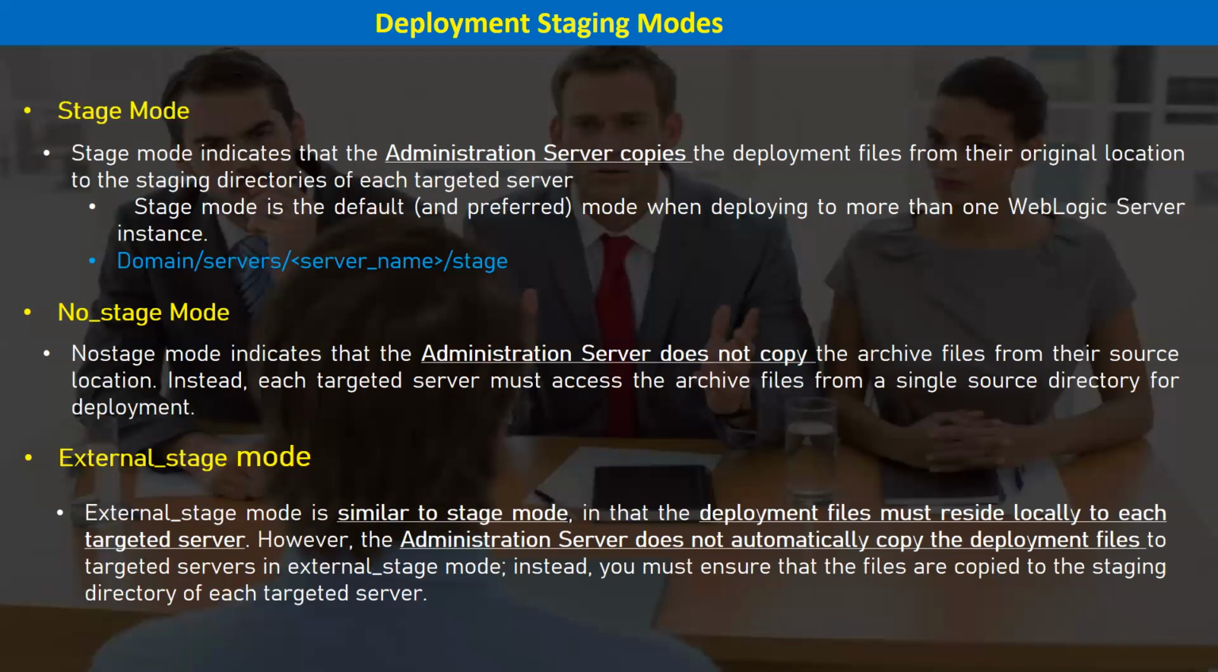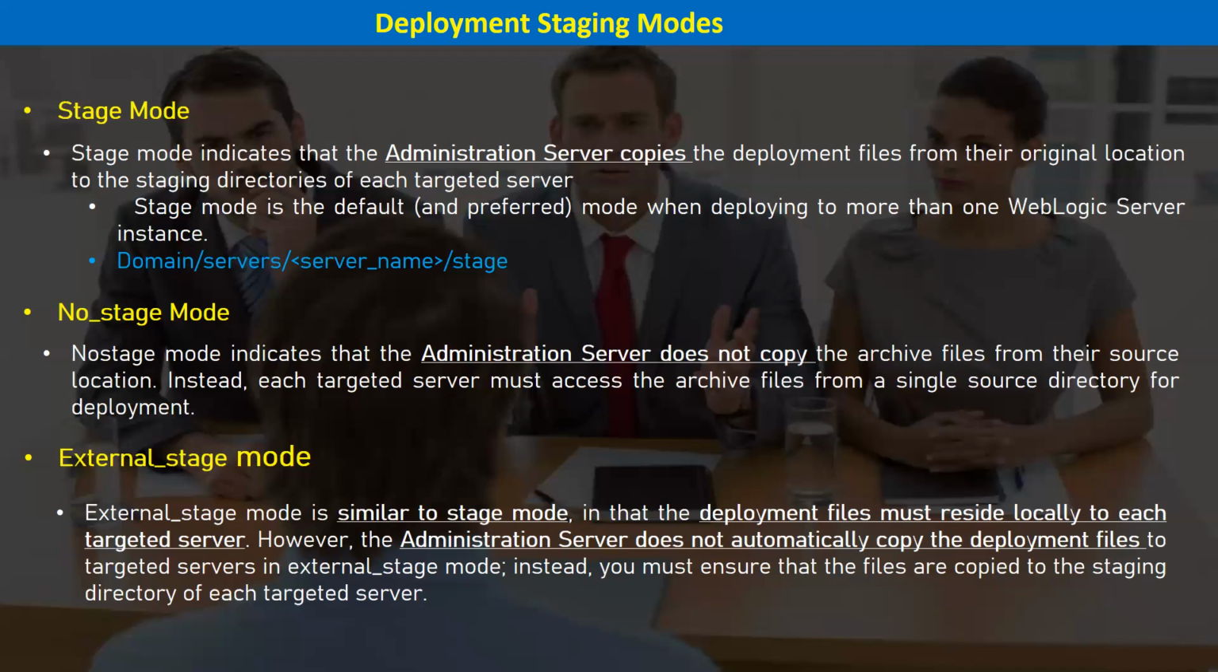The first option is stage mode, and this is the default option as well. Whenever you do the deployment from the WebLogic console, the default mode of deployment is stage mode. In that case, irrespective of the location where you have placed your jar, war, or ear file, WebLogic automatically picks that file during the deployment and copies it into the staging directory of each and every server where you are doing a deployment.